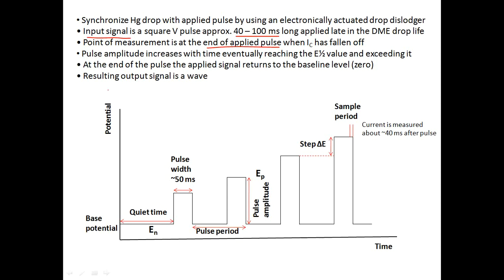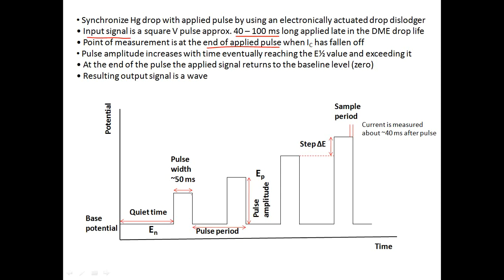And the pulse amplitude is increased from one drop to another, till the E half value is reached and beyond that, and the current is measured at every step. At the end of the pulse, the applied signal returns back, right? So you have a quiet time, then you apply a pulse for its pulse time, around 50 milliseconds or something like that.